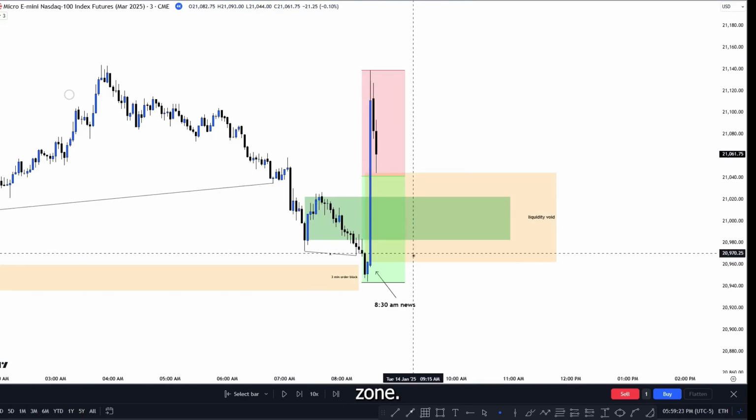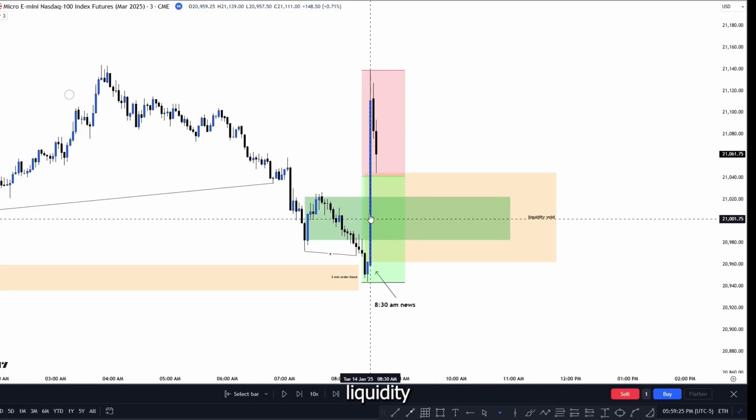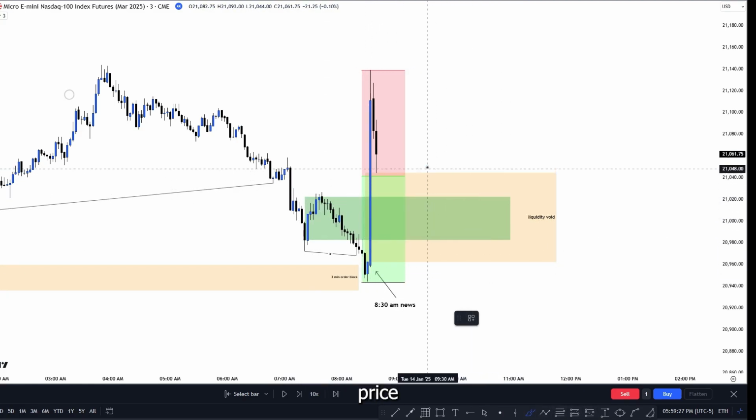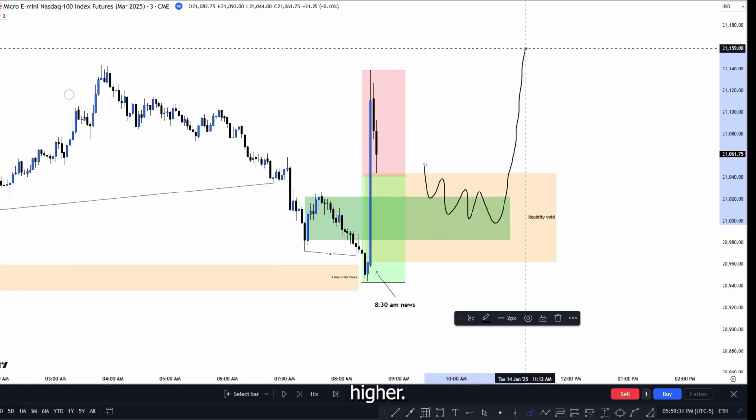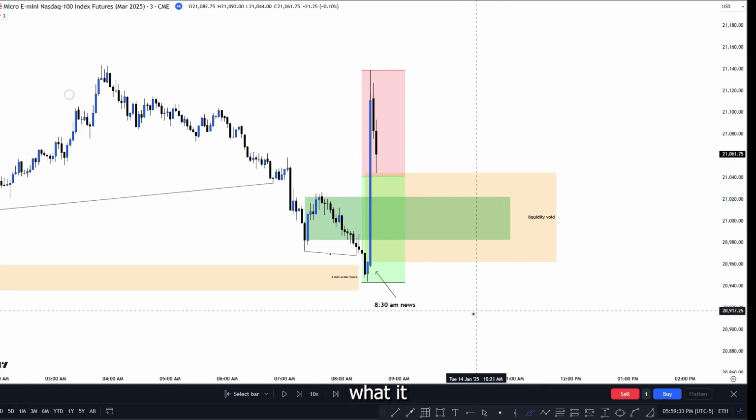So this is a clean zone aligned with this liquidity void that we can see price pull back into and use as a zone to then expand higher. Now let's play price and see exactly what it shows us.